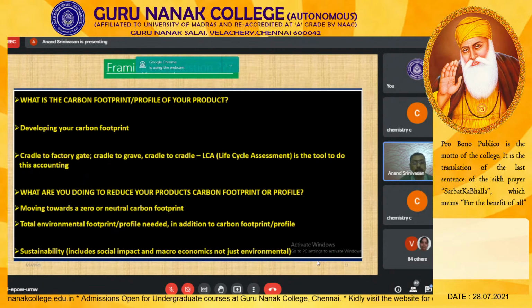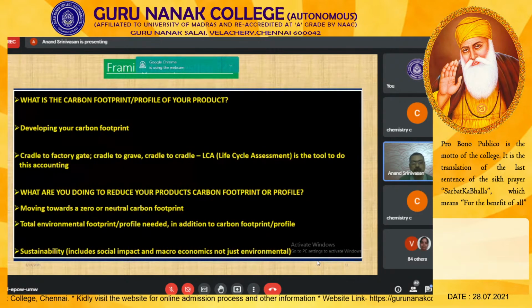So what are you doing to reduce the product's carbon footprint? What is your contribution for this? How to reduce this carbon footprint? And are you moving towards a net zero carbon footprint? And in order to have an idea, you must also take into account the environmental footprint as well, which includes eutrophication, acidification as well. So when you are calculating the carbon footprint, besides the carbon footprint, the environmental footprint is also to be summed up, so that the total carbon footprint is calculated for any product or process.